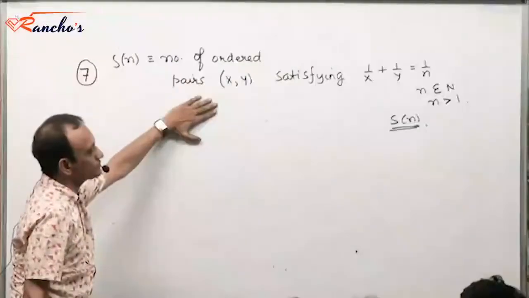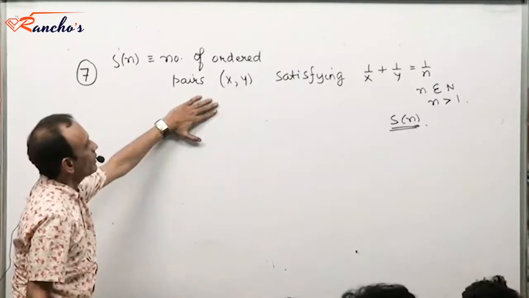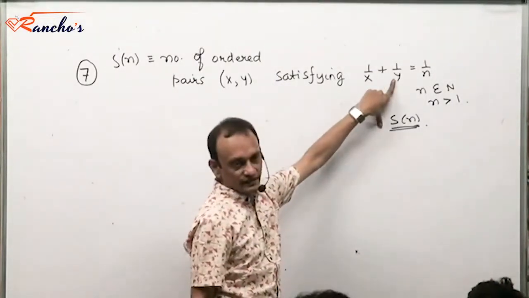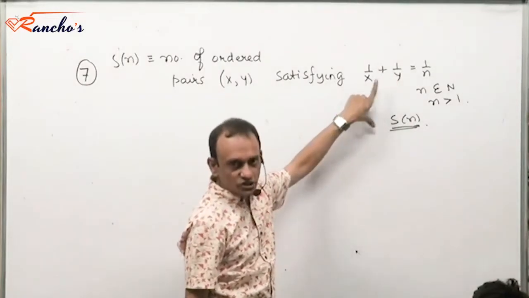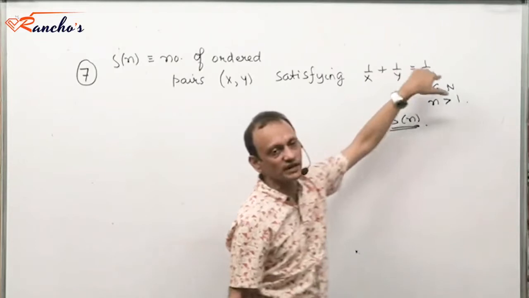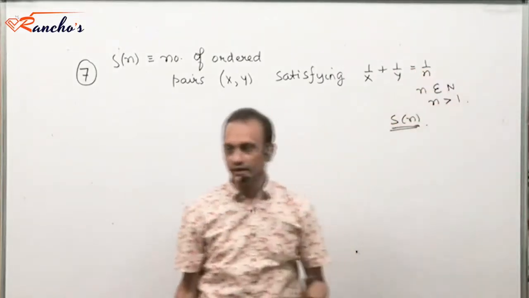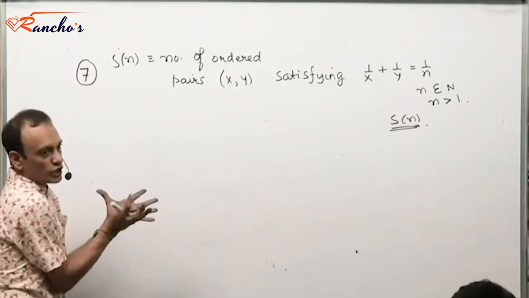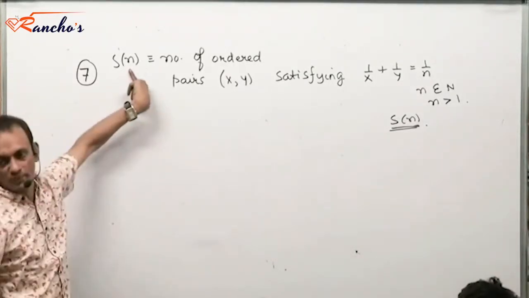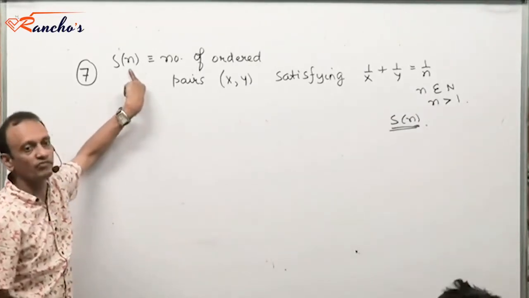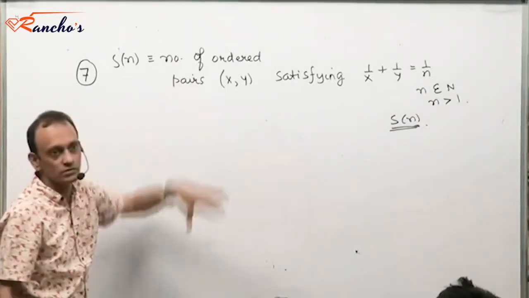So, we want to find natural numbers x and y that satisfy this equation: 1 by x plus 1 by y equal to 1 by n. n is a natural number greater than 1. And the number of such ordered pairs x comma y is meant to represent Sn. I want to find Sn in general for this, right?